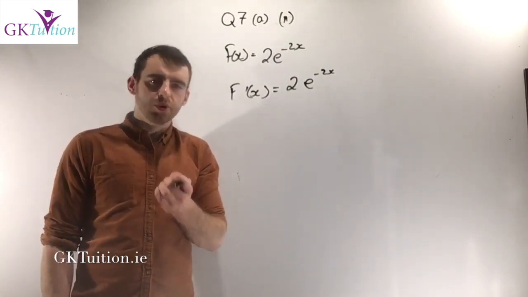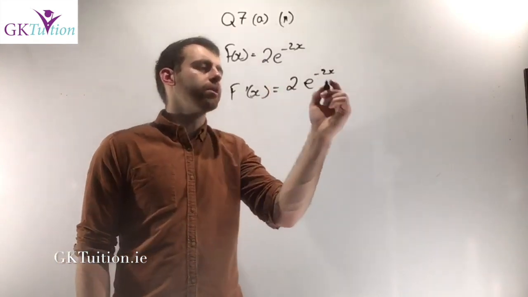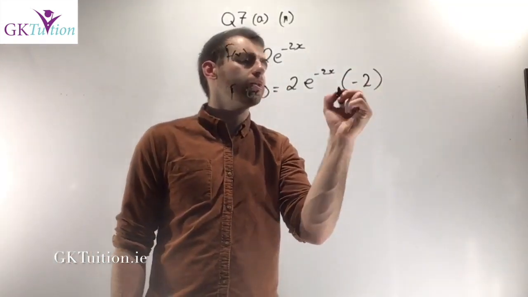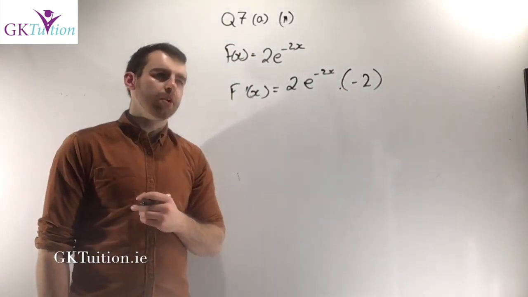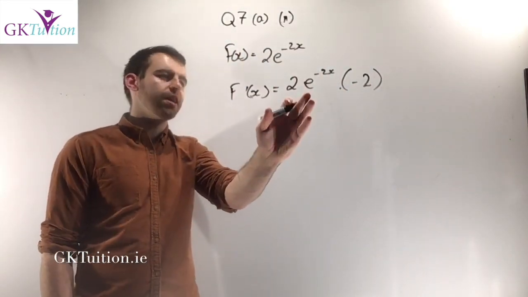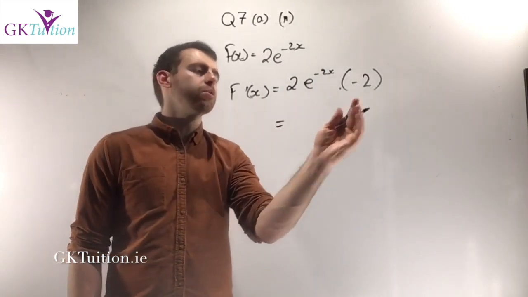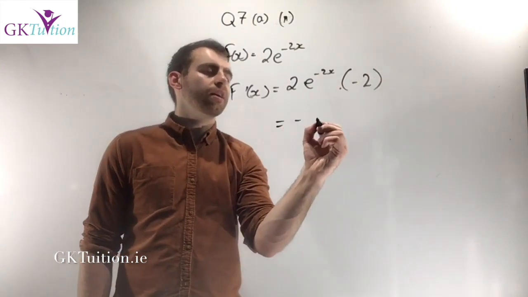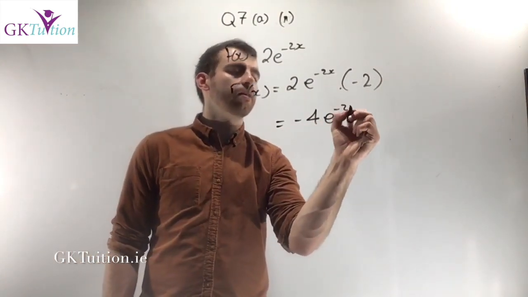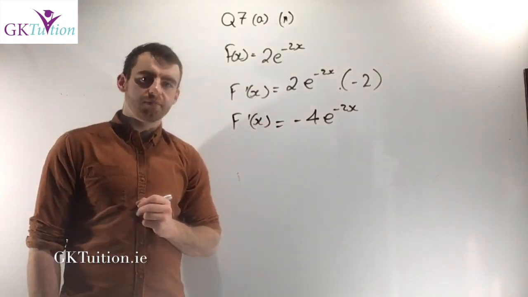However, I then must multiply by the derivative of the power. The derivative of minus 2x is minus 2. So I'm going to multiply by minus 2. So the constant you just take down, e to the power of anything just stays the exact same, but then you multiply by the derivative of the power. Now I can multiply minus 2 by this 2, and I'll actually get minus 4 e to the power of minus 2x. And that's my final answer for the second part of question 7.